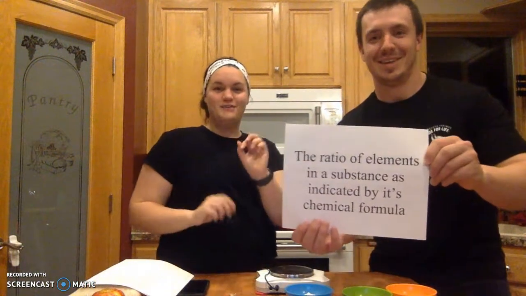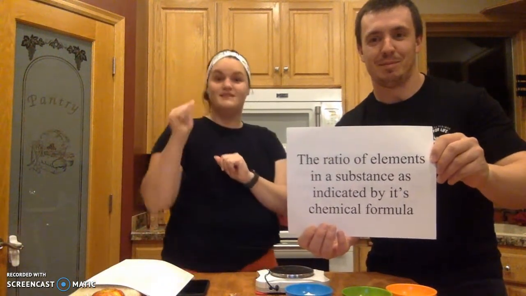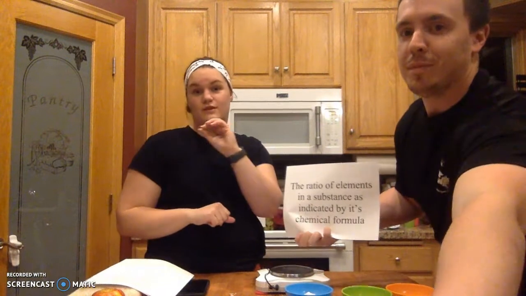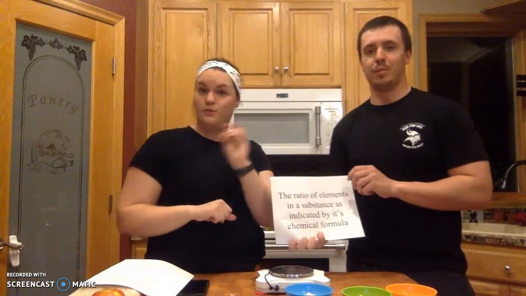Zoom it in. The ratio of elements in a substance as indicated by its chemical formula. So those subscripts that we look at, if we have like CO2, that means we have 2 moles of oxygen to 1 mole of carbon.